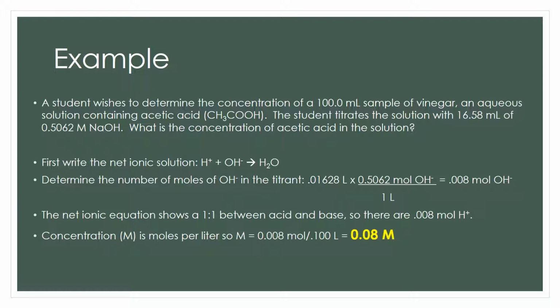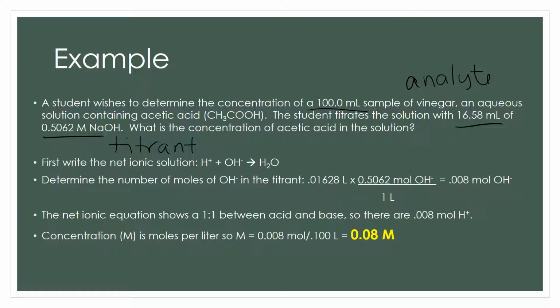A student wishes to determine the concentration of a 100 milliliter sample of vinegar, which is an aqueous solution containing acetic acid. This is our analyte, what we are analyzing. The student titrates the solution with 16.58 milliliters of 0.5062 molar sodium hydroxide. This is our titrant. It's what we know. What is the concentration of acetic acid in the solution?